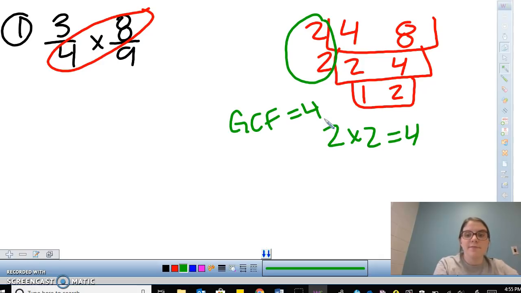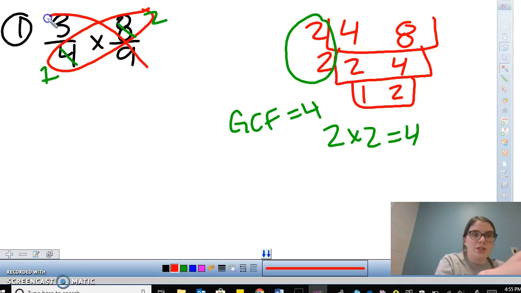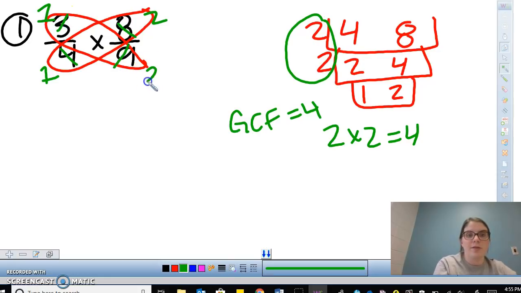Okay. So I'm going to divide both of these numbers over here by 4. So 4 divided by 4 is 1, and 8 divided by 4 is 2. So I can do the same thing with the 3 and the 9. What's the GCF between 3 and 9? 3. So 3 divided by 3 would be 1, and 9 divided by 3 would be 3.